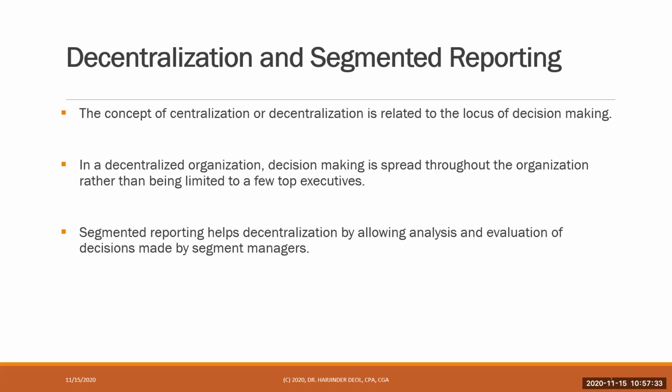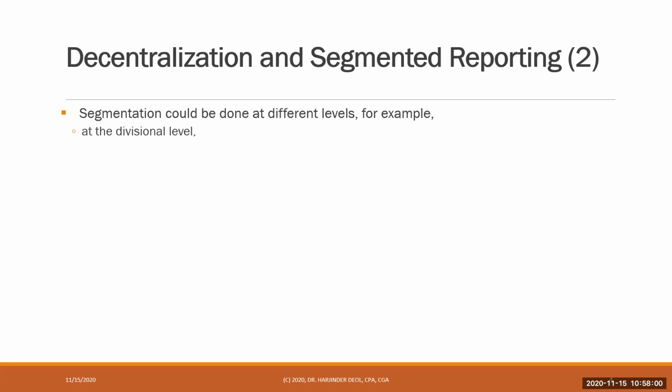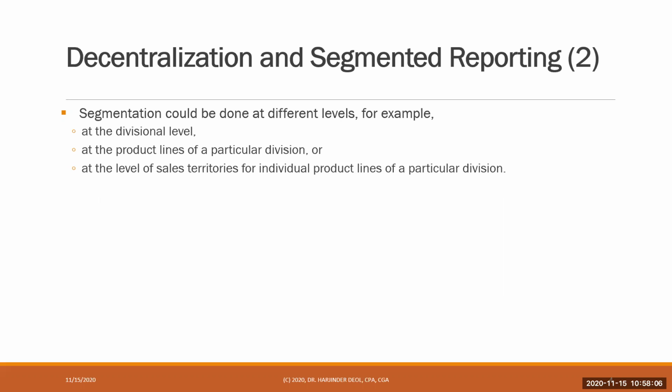The use of segmented reporting helps decentralization in allowing the analysis and evaluation of decisions that are made by segment managers that are empowered to make important decisions pertaining to the segments that they are managing. Segmentation can occur at different levels. For example, we could have segmentation at the divisional level, at a product line level, or at the level of sales territories for individual product lines of a particular division.